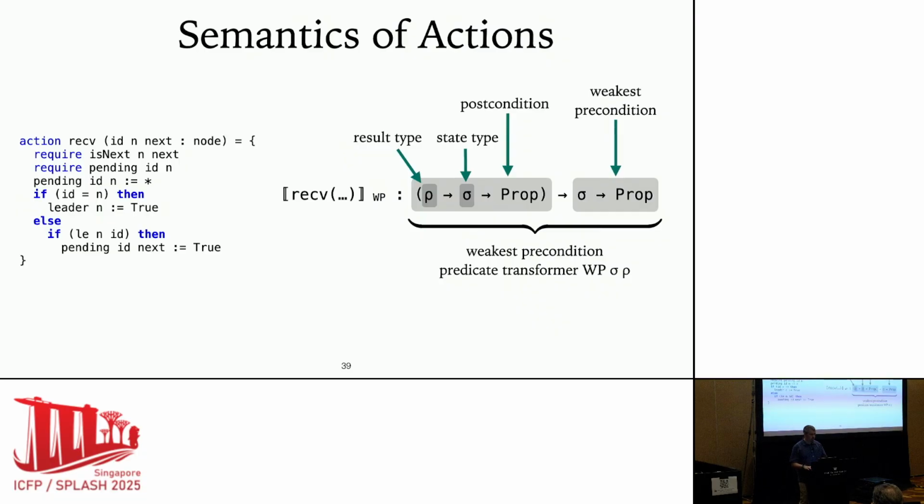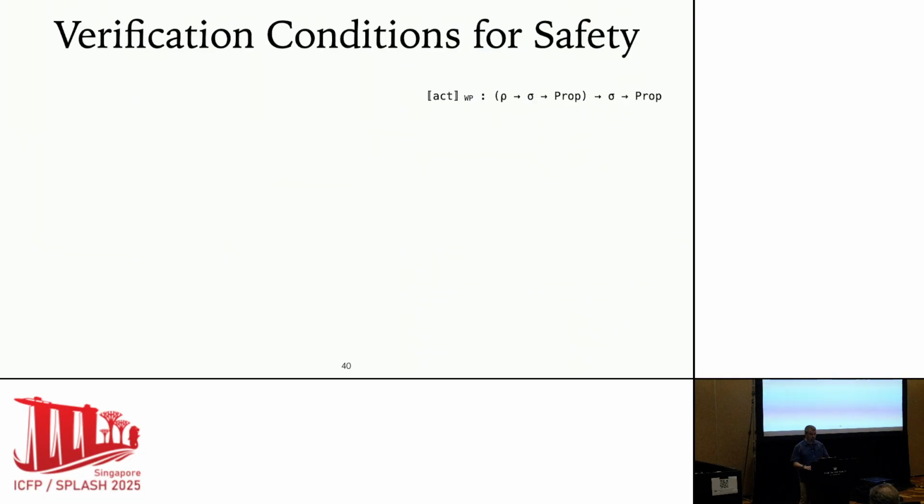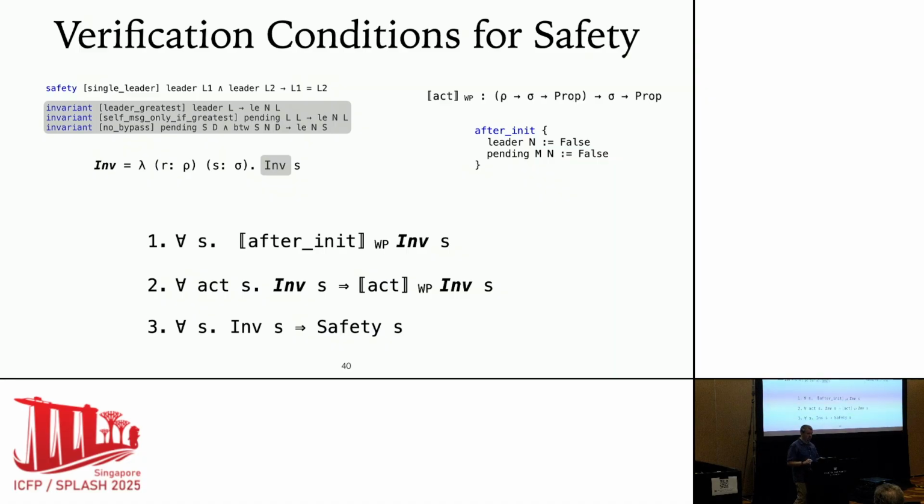How would you plug that into the invariant verification? Well, this is how. If you want the invariant to hold after the initial transition, the weakest precondition should be true. And if you want the invariant to be inductive, then assuming that invariant should imply the weakest precondition of any action with regard to the very same invariant. Again, this is not something particularly difficult. And the last one says that your invariants collectively imply what you want to have as a safety property.